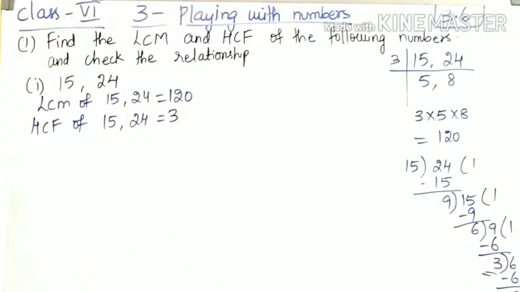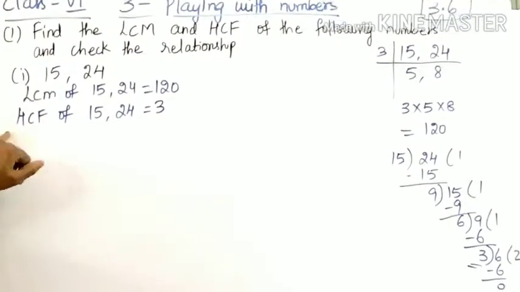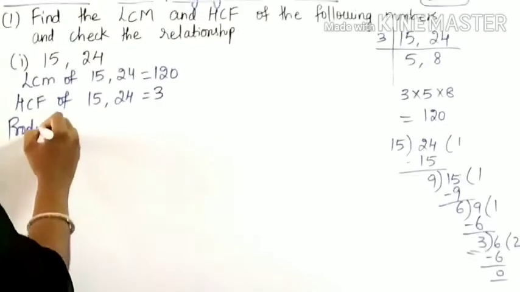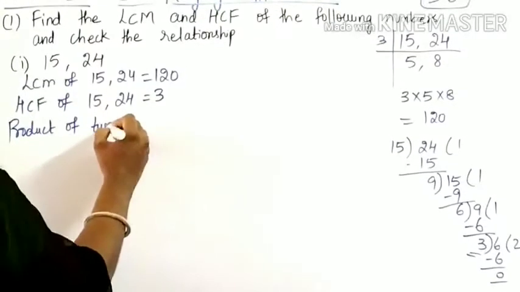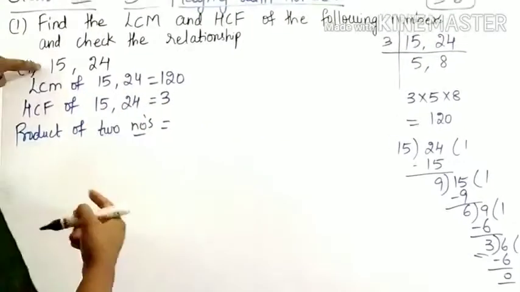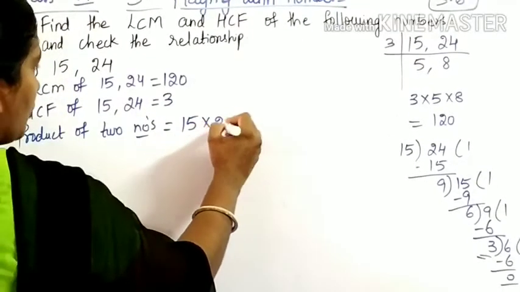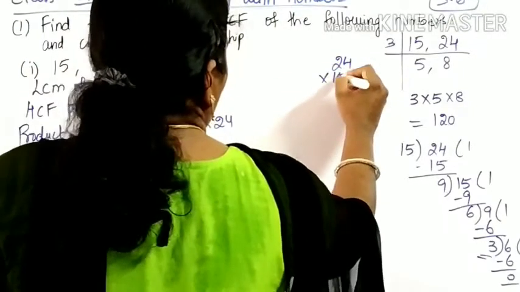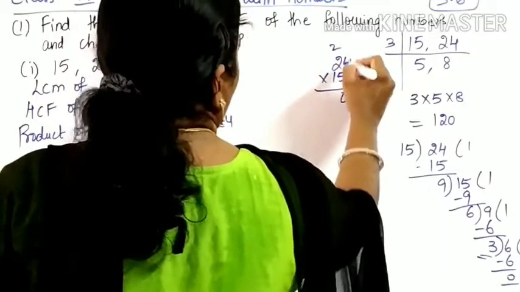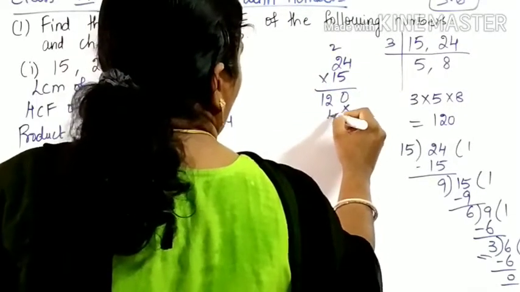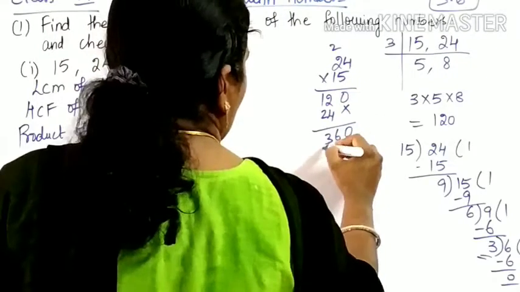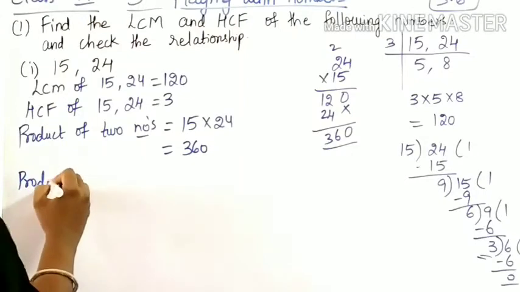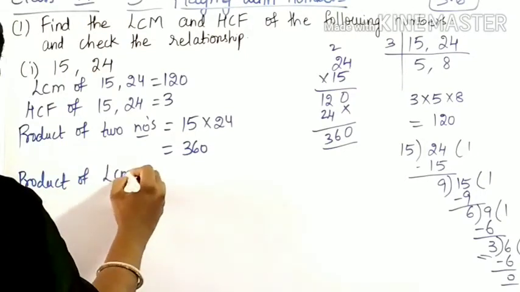So you got the LCM of 15 and 24 as 120, and the HCF of 15 and 24 as 3. Now we will find the product of the two numbers. Two numbers means the numbers which are given in the question. 15 and 24, we will find the product. 15 into 24. Here I am doing 24 into 15. 5 4s are 20, 2, 5 2s are 10, 11, 12, 4, 2. So 0, 6. So here you got 360, children. And here you find the product of LCM and HCF.